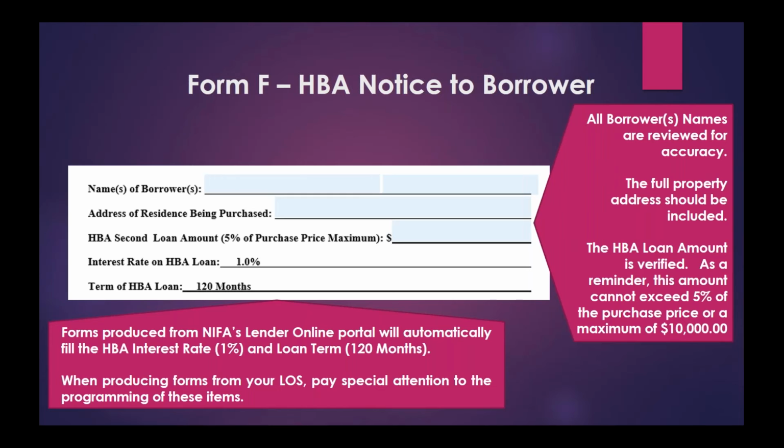We updated this in May because there is now a cap of $10,000. So the May 2020 version is what needs to be provided to the borrowers. You'll list their names, the full subject property address, the HUBA second loan amount, which is a 5% maximum of the sales price up to the $10,000. And then if you're using the predefined documents in the lender online portal, then the interest rate and term will already be pre-filled for sure.